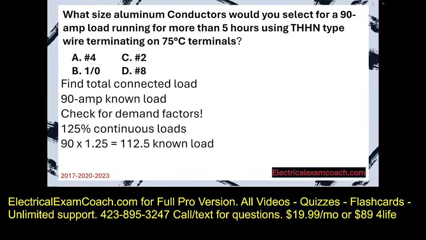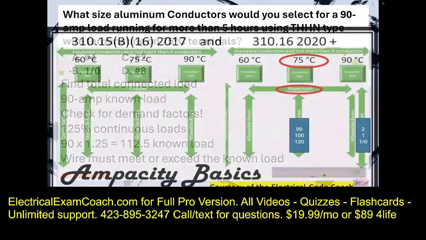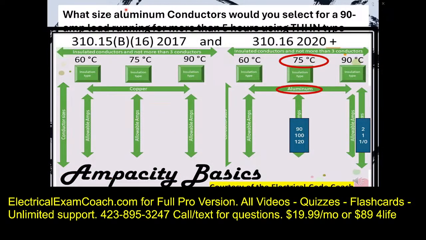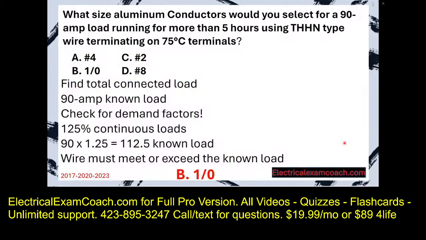We take our starting known load, multiplied by 1.25, and that's going to give us a new known load of 112.5 amps. Now, we have to remember that all of our wire must meet or exceed the known load. We head to our primary ampacity table, but this time we have to be careful because they are wanting aluminum conductors. So we're actually going to start on the right-hand side of this table. We're in the 75 degree C column. We come down and we find a wire that meets or exceeds the known load, and we find out that it needs to be a 1/0.